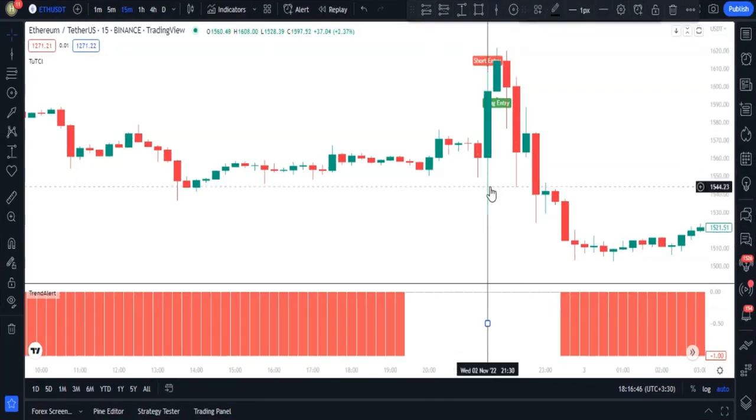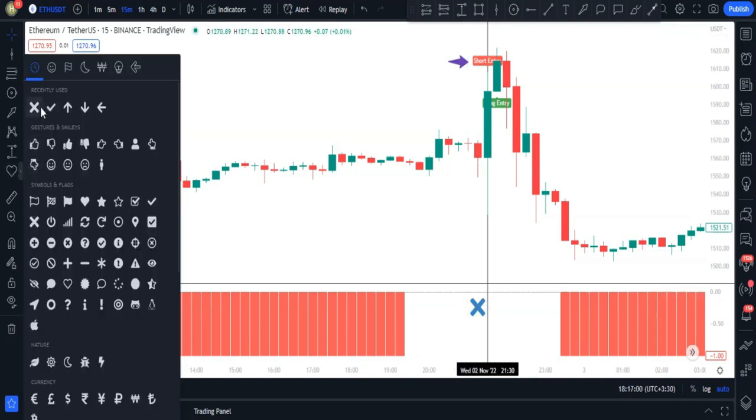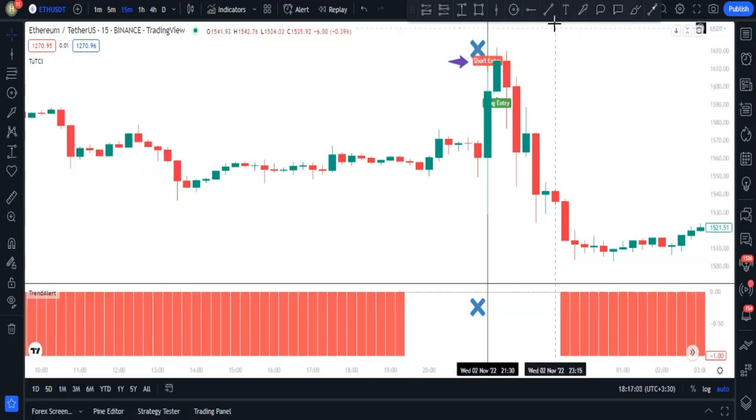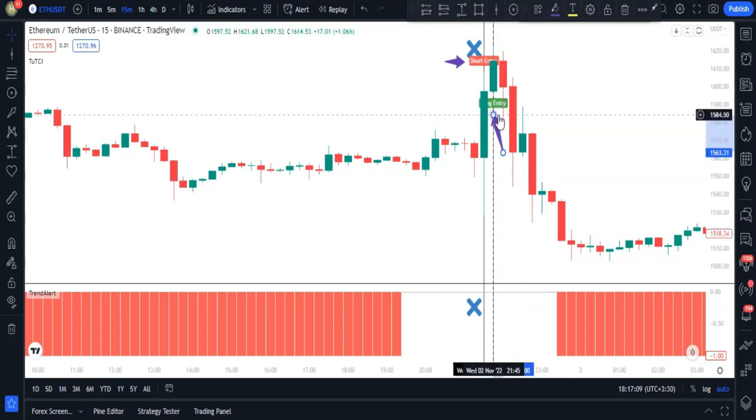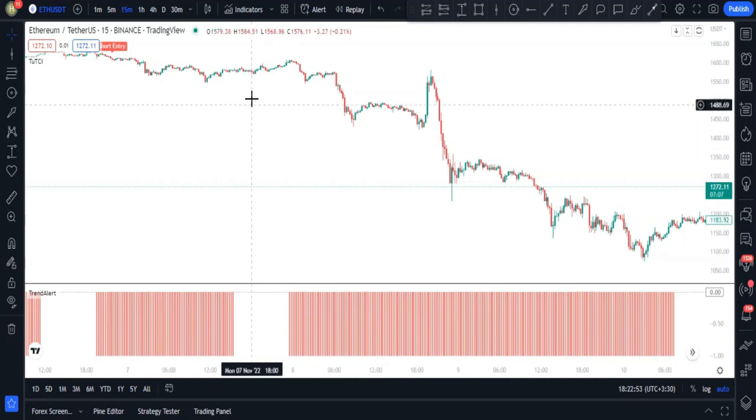Check out this example. There's a short entry here, but there's no histogram on trend alert indicator. So this short entry is not confirmed. And also, the next long entry was also not confirmed because of the same reason. But I'm going to make this strategy a perfect one. So to do that, I'm going to add the third indicator to the chart.